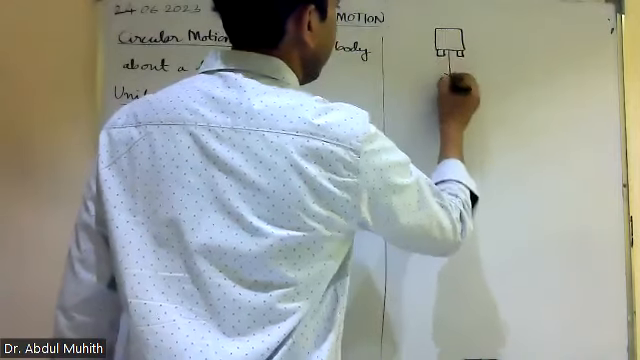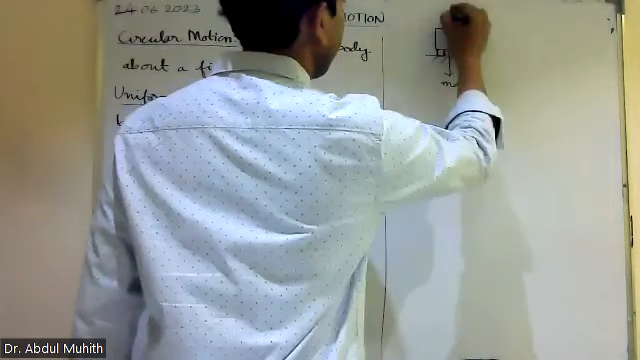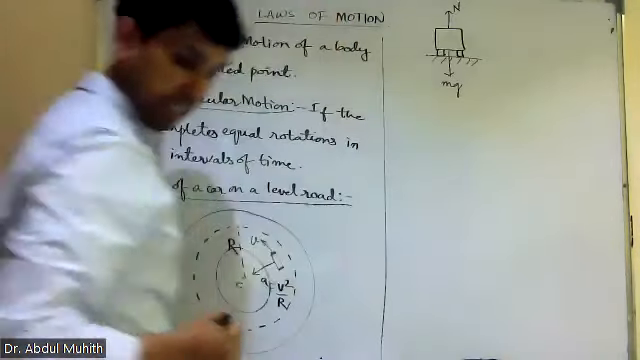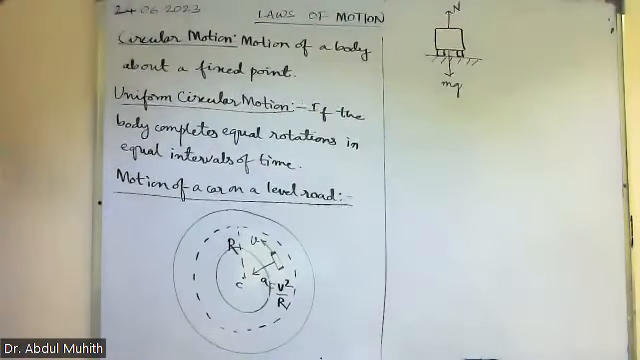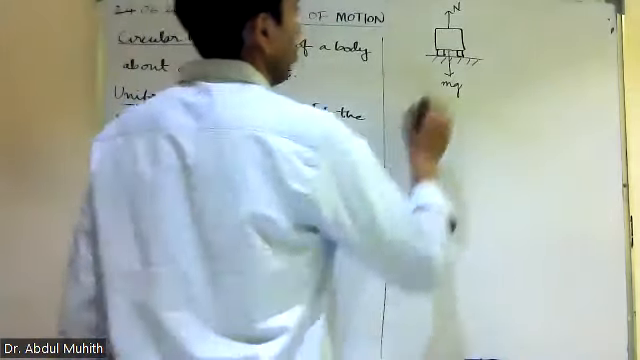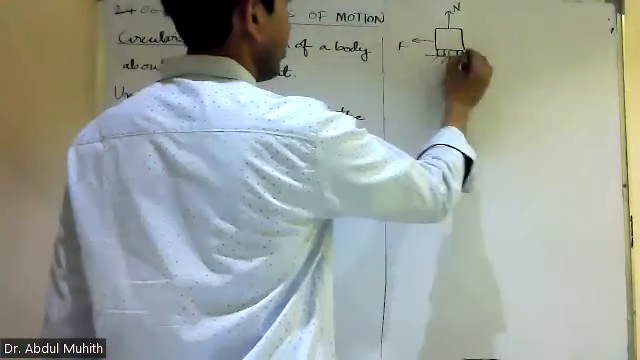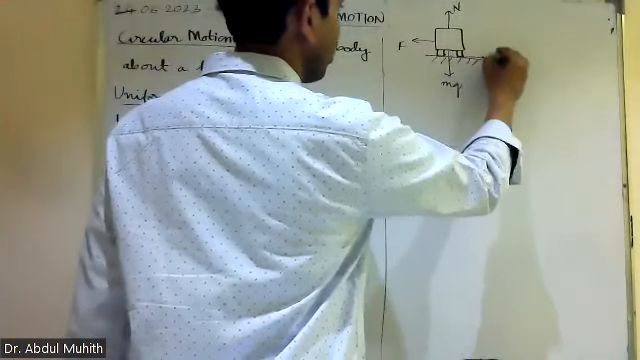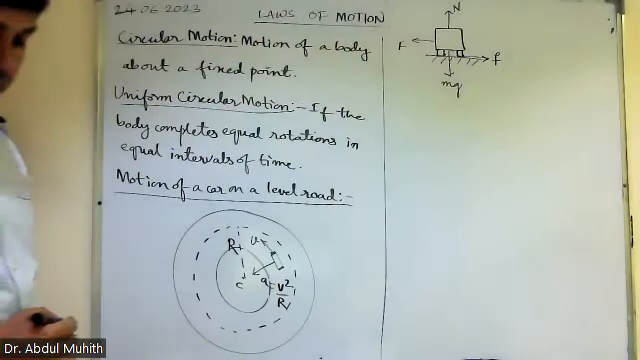This mg is acting downwards. Normal reaction is acting upwards. So what will happen now? This centripetal force is acting like this, and this is the frictional force, small f. Is it clear? Frictional force is acting in that direction.